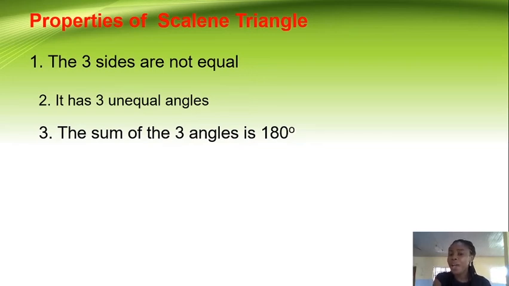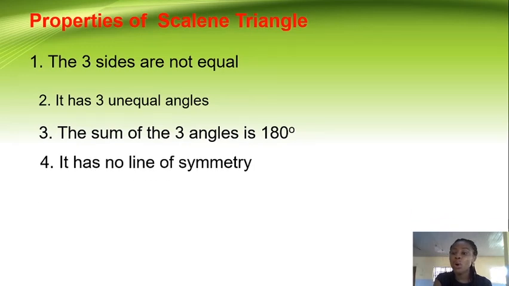Can you see that we have some common properties in all the triangles? There's something all of them are having. The sum of all the 3 angles is always 180 degrees, right? All of them are having 3 sides. When we start talking about each of them, we talk about the ones that are equal and the ones that are not equal. But one common thing is that every triangle has 3 sides and 3 angles. Okay? Scalene triangle has no line of symmetry. Line of symmetry, 0.